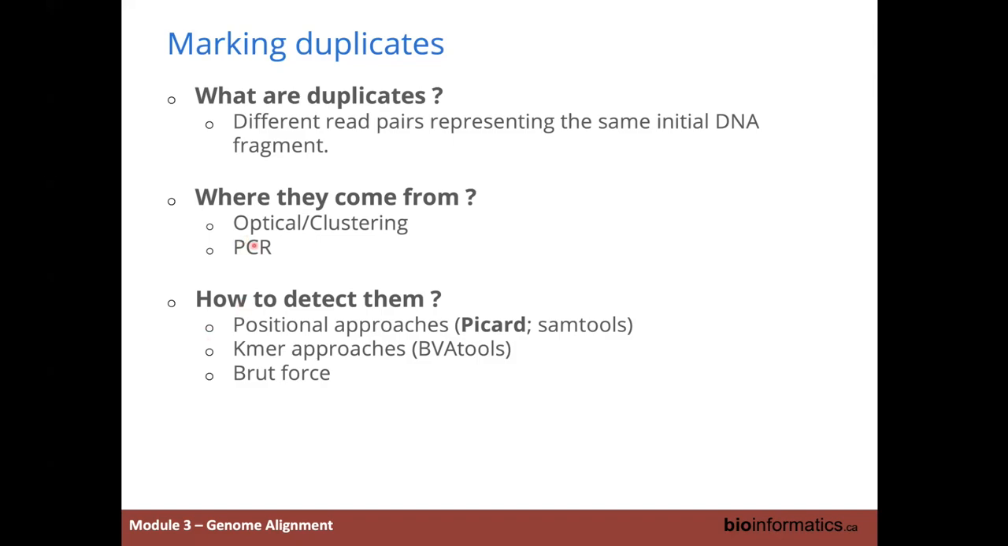Mostly it will come from PCR, sometimes from optical or clustering duplicates, but the ratio is really, I would say, 99% of the duplicates come from PCR. So there are many ways to detect them. The most efficient one is the positional approach, and it's the one we'll use mostly in the workshop.